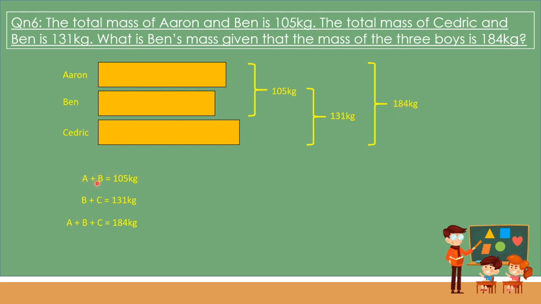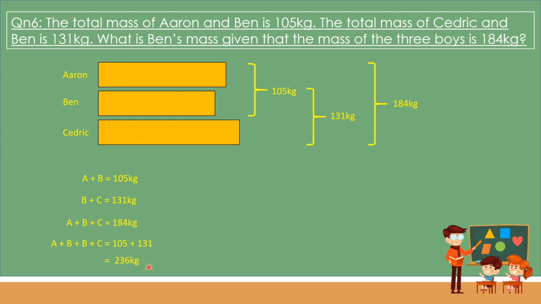So what I know from here is A plus B equals 105. B plus C equals 131. So A plus B plus B plus C equals 105 plus 131. So that gives me 236. So A plus B plus B plus C equals 236. A plus B plus C equals 184. So hey, this equation is just the same as this equation. It's just that it has an extra B over here. So if I were to take this equation minus this equation, I actually get the extra B.